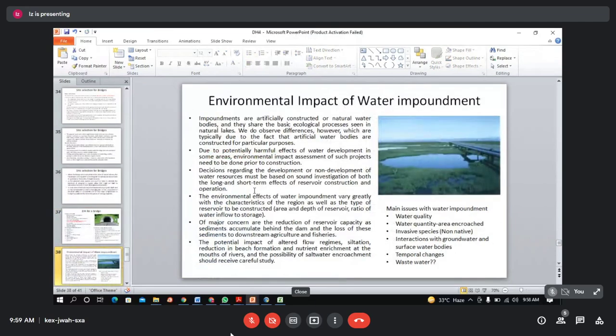Now, similar to that, we have another topic: environmental impact of water impoundment. So quickly we'll go through. Water impoundment is nothing but a naturally or artificially constructed water body. Sometimes you may call it a lagoon or reservoir or just a pond. Why is it required to have an environmental impact assessment of this water impoundment, right? This is the question, and for the answer we have this topic. We are discussing this topic now due to the potentially harmful effect of water development in some areas.